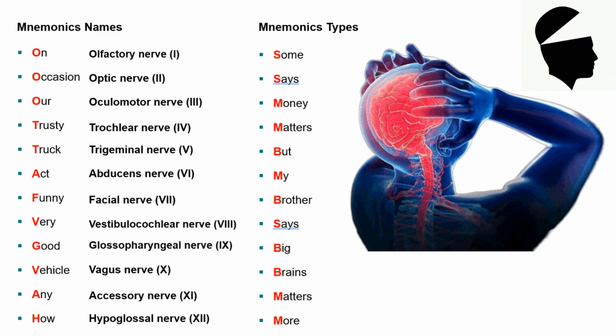Now, to remember the types, sensory, motor, or both, use the phrase, "Some say money matters, but my brother says big brains matter more." Cranial nerve 1 and 2 are sensory. Cranial nerve 3 and 4 are motor. Cranial nerve 5 is both. Cranial nerve 6 is motor. Cranial nerve 7 is both. Cranial nerve 8 is sensory. Cranial nerve 9 and 10 are both. Cranial nerve 11 and 12 are motor.